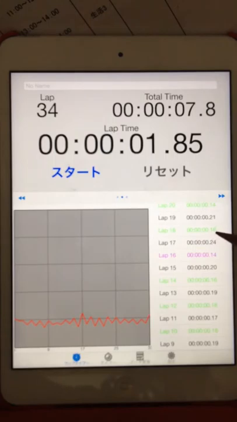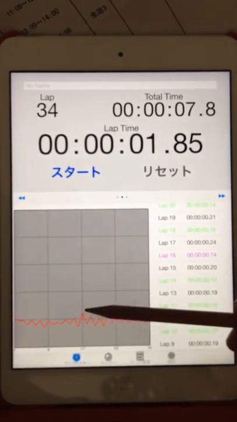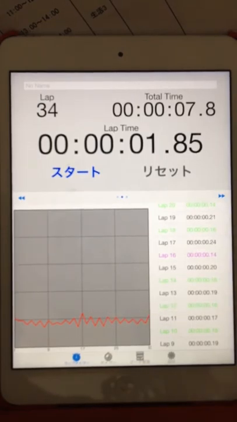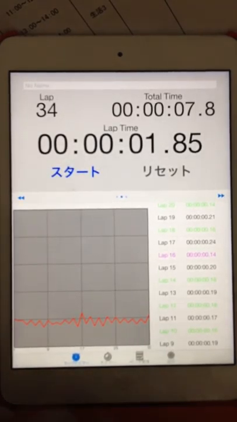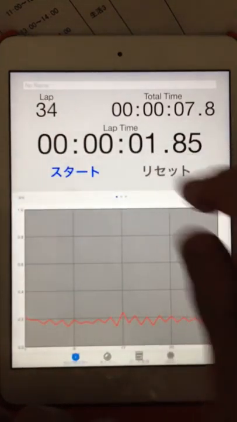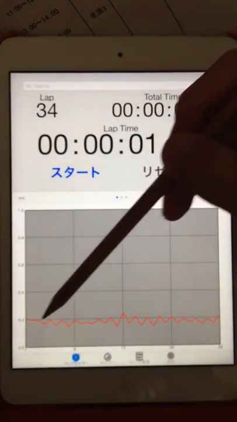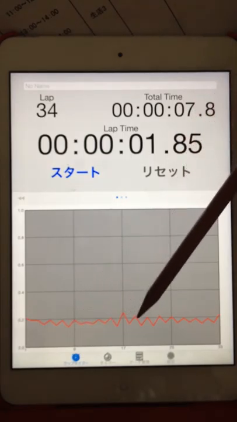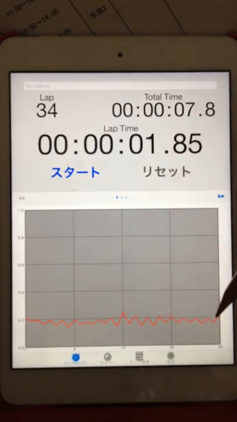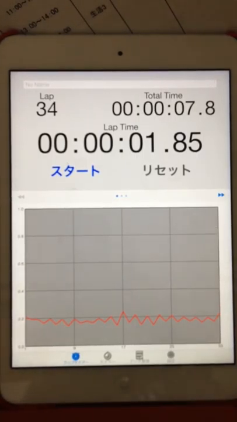1, 2, 3, 4, 1. The difference is 8. 8 means 80 milliseconds. 8 divided by 36 equals 22%. So that's this. 1, 2, 3, 4. So I'm going to press piano.